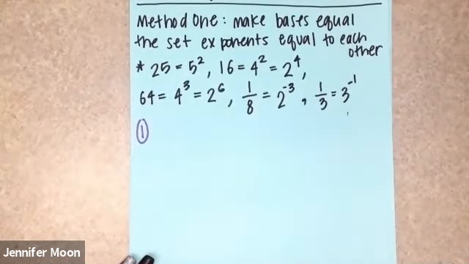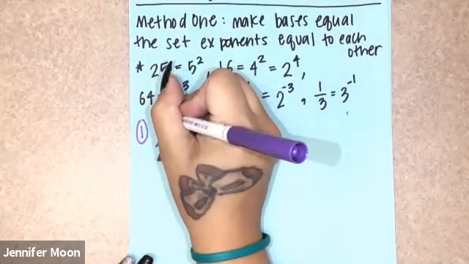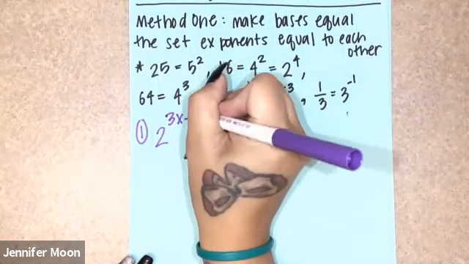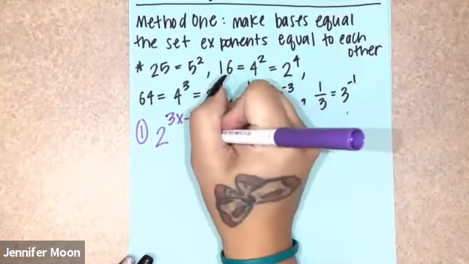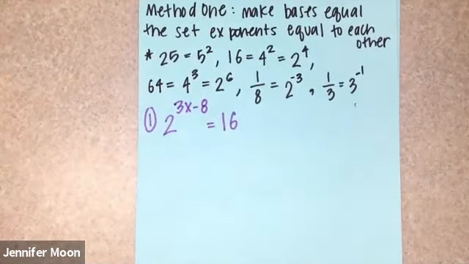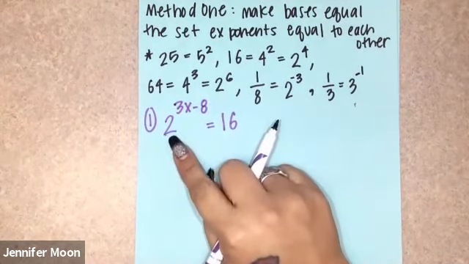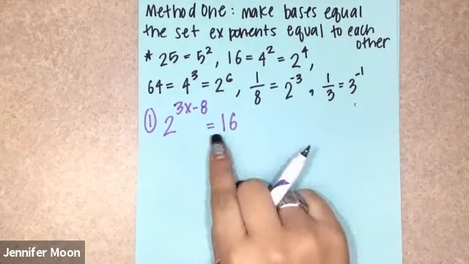Okay, so let's look at this example right here. Say we have 2 to the, and in our exponent, we have 3x minus 8, and then we have equal 16. This is an equation, and it's in exponential form, right? That's my b, that's my base. This is my x, this is my a.